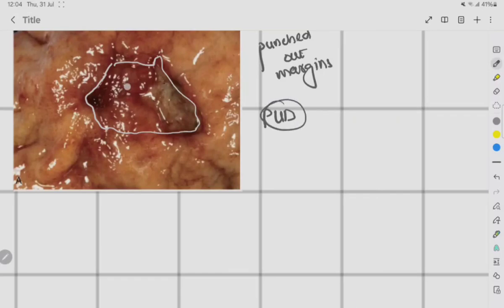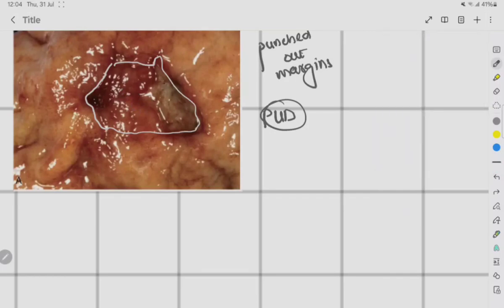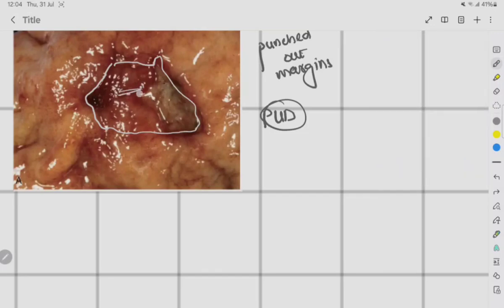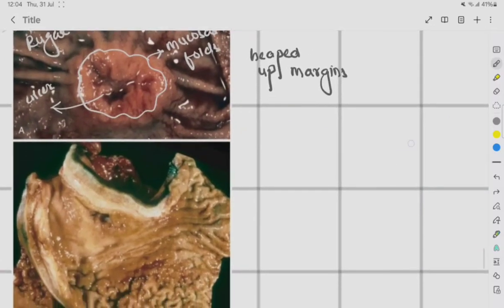As you can see, this is the base of the ulcer, which is not very necrotic. It is because of peptic digestion of the contents of the ulcer. Okay, now talking about the third gross.